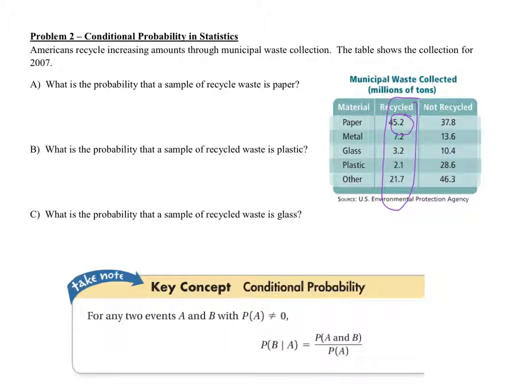So the 4,502 should go on top, and then your total recycled. So that would be 79.4, my total recycled, which would be 57%. If you had a recycled item, there's a 57% chance that it would be paper. So I want you to try to do B and C by yourself.